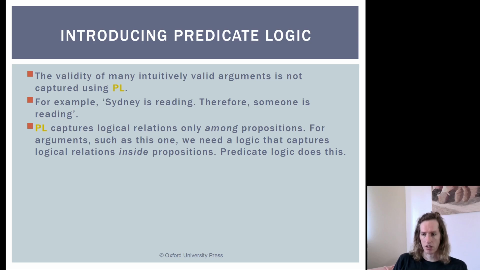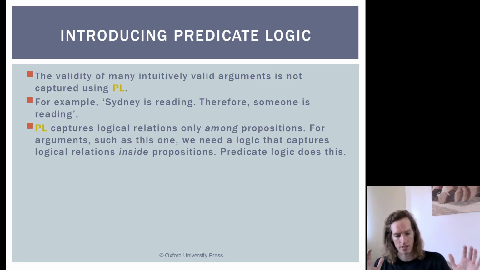So propositional logic captures logical relations only among propositions. So for arguments like this one, where Sydney is reading, therefore someone is reading, we need a logic that captures logical relations inside propositions. So this is something that predicate logic does, where we look not only at propositions, but at properties that things have.